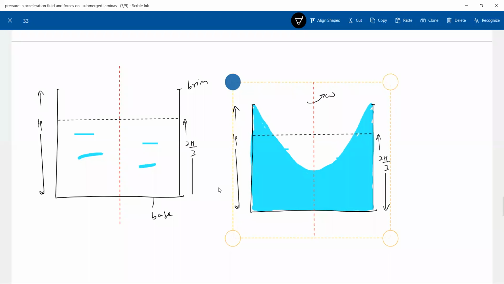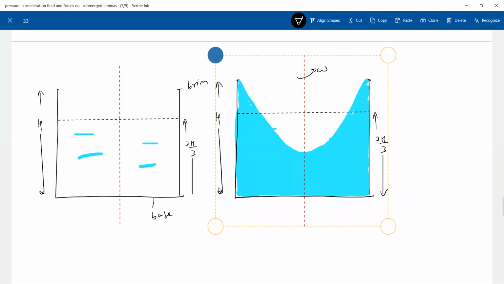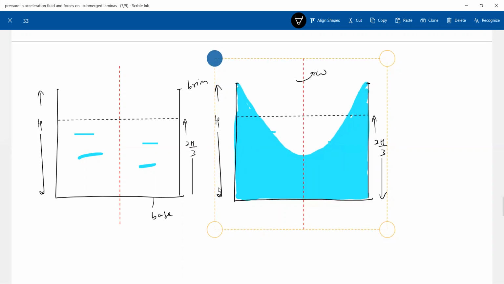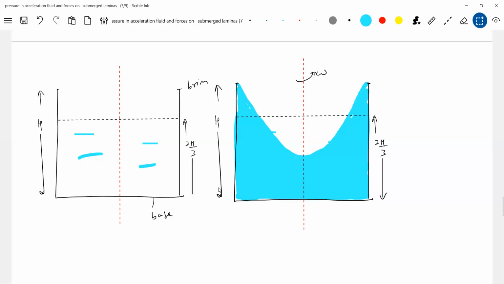When the liquid was touching the brim, what about the liquid at the base? At what height will it be? So what can we put? H by 3. H by 3, and this is H by 3. So will it touch both the brim and base simultaneously?